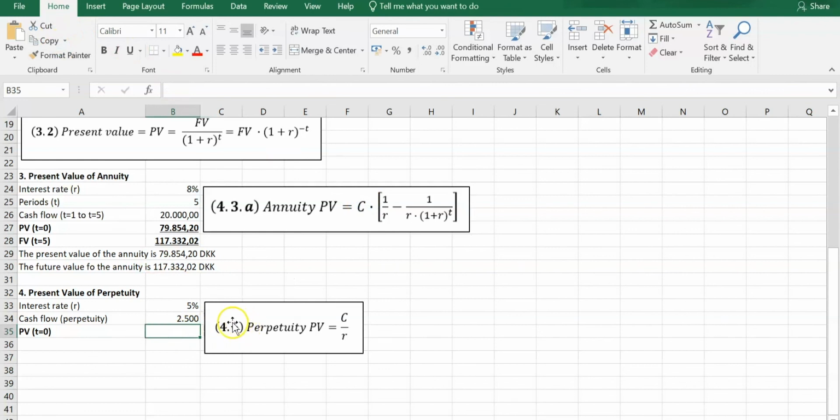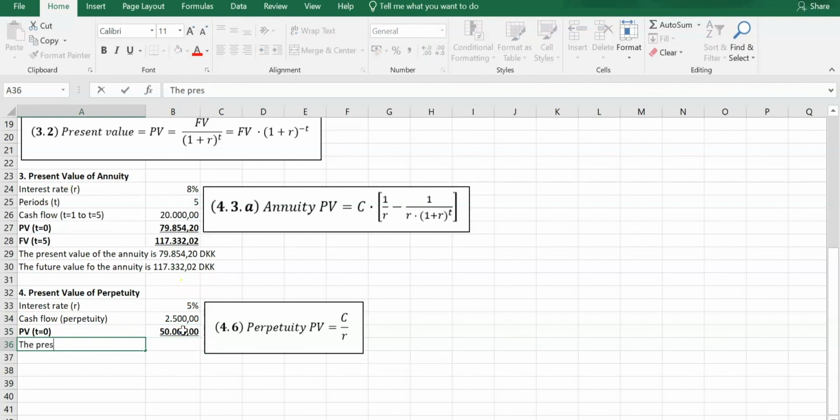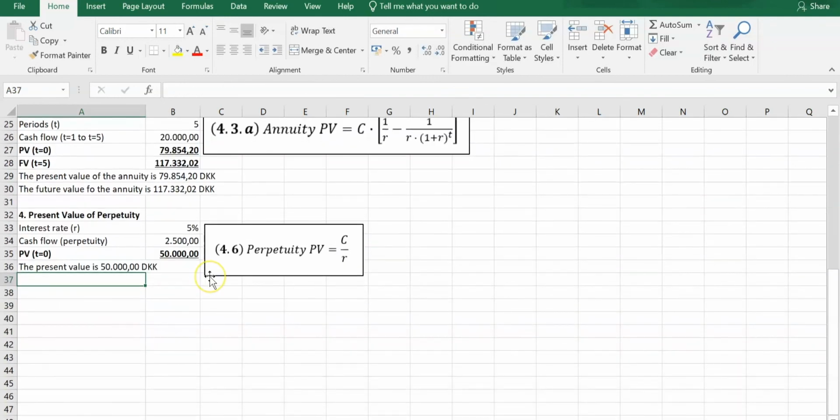And the present value here is simply the cash flow divided by the interest rate. That gives me a value of 50,000 today. That means that our present value is 50,000 exactly. So that was a quick question on perpetuity. Now we will jump into a slightly more difficult question.